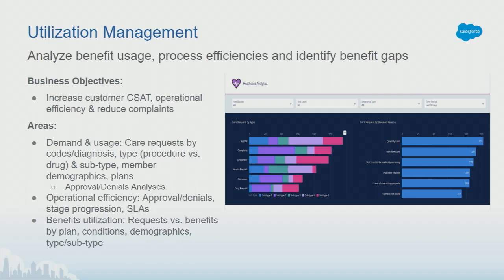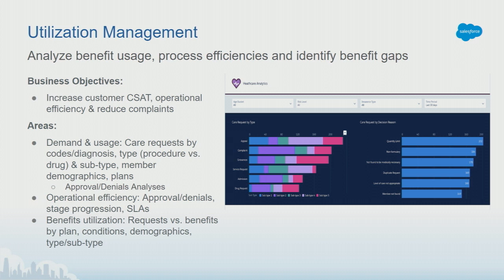The second use case that we want to talk about is utilization management. And with utilization management, utilization managers at payers can gain visibility into the entire care request process. They can understand the operational efficiency, what are the process bottlenecks, and the end goal effectively for them is to improve the customer satisfaction and also the NPS as well.